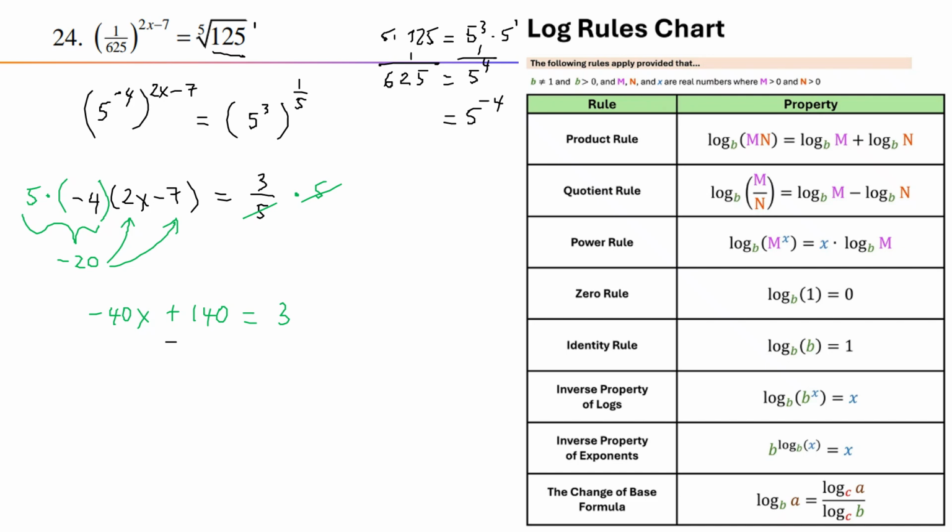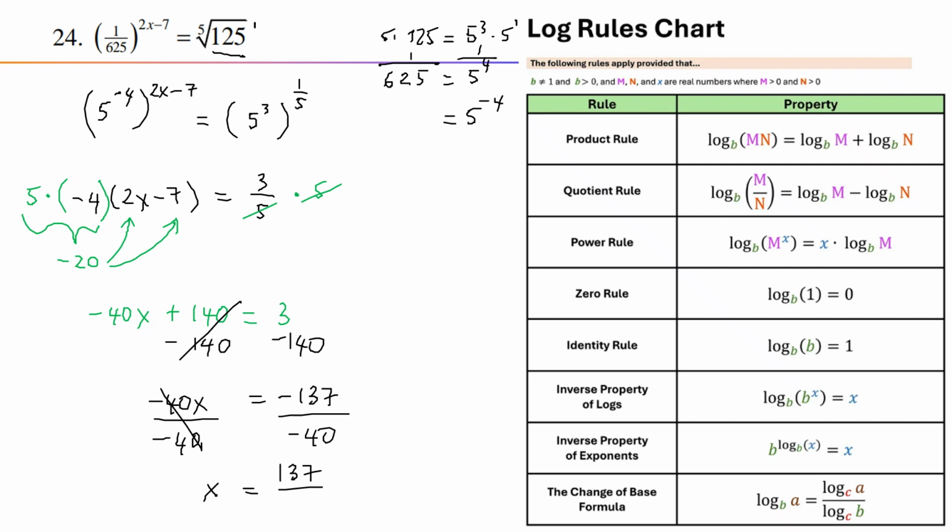Now we'll minus 140 both sides. I will have -40x that equal minus 137. Okay, and then I will divide both sides by -40. This one, x equal positive 137 over 40.